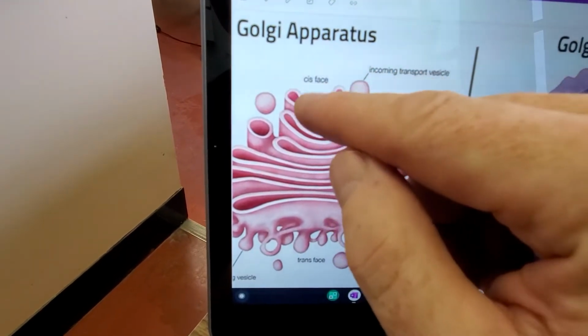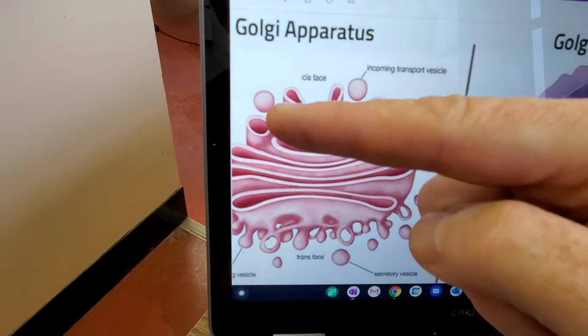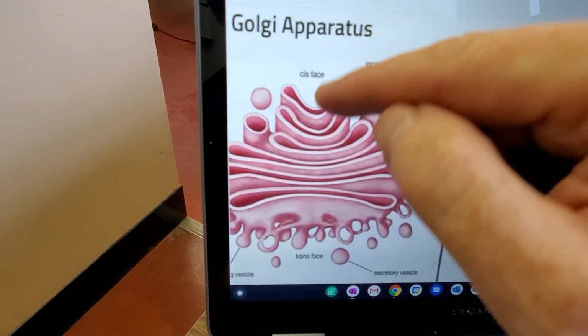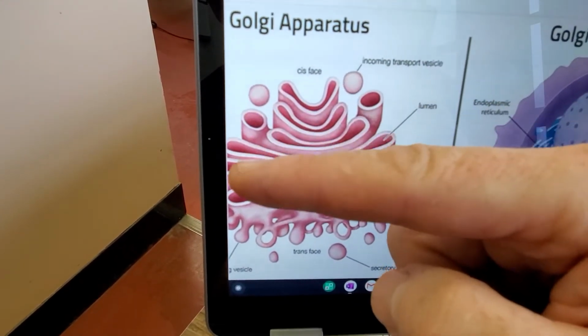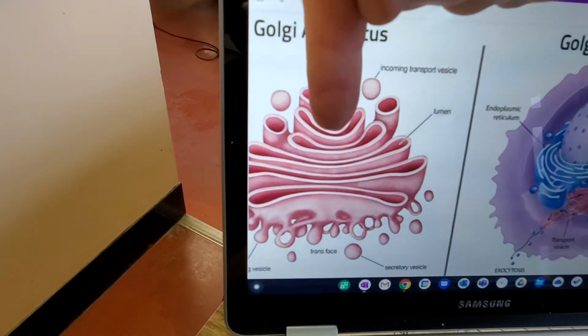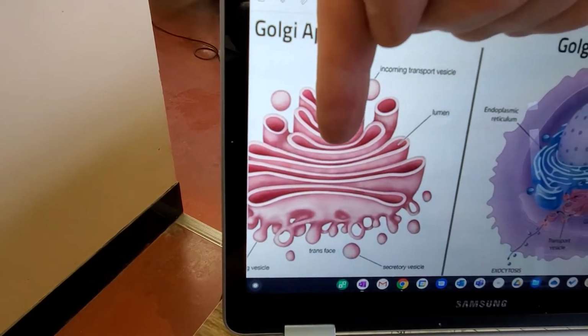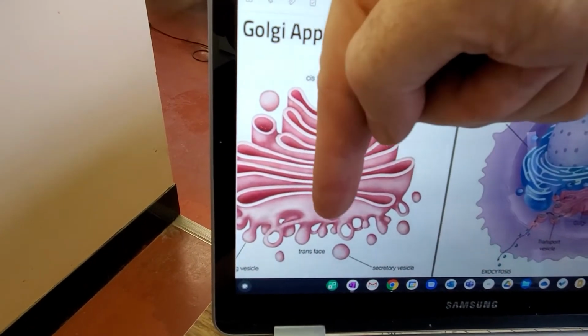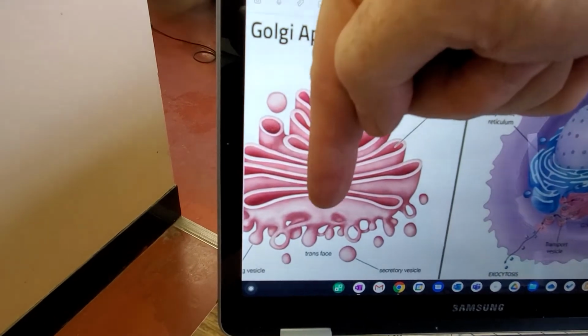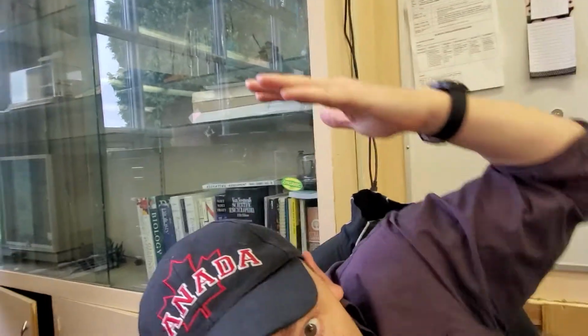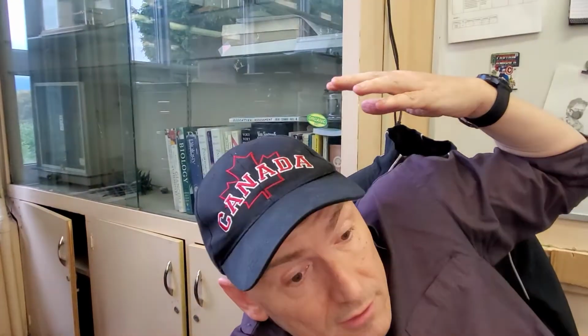So they glob together, they make the cis face, and then they move along as more cis face is getting made. The motion of these cisternae moving this way is called anterograde motion. They're basically being pushed by new stuff being made above them. They're getting pushed down, out toward the outside of the cell.